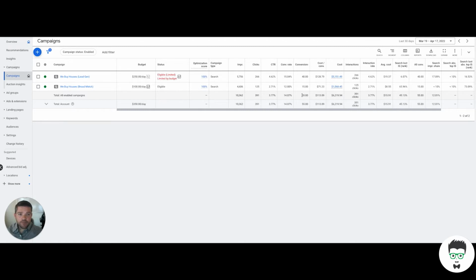What we're really looking at is the overall performance. Within this 30-day period, we've sent 391 clicks. The overall conversion rate is 14%. It's a bit low, but these tend to run a little lower on these types of campaigns. Conversions are 55 leads for the month, at a $113 cost per acquisition, and the total cost is $6,219 for the month.